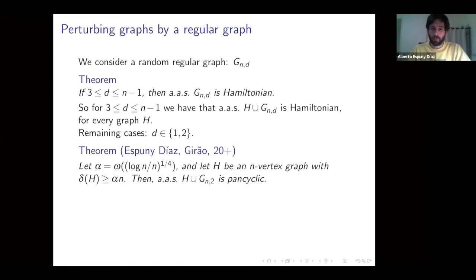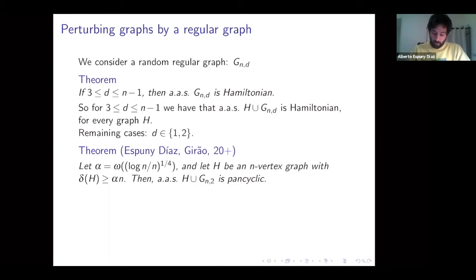I want you to think of this as analogous to the result of Bowman, Fries, and Martin, in the sense that for any constant alpha smaller than 1/2, the union with a random two regular graph with high probability gives us Hamiltonicity and also pancyclicity.